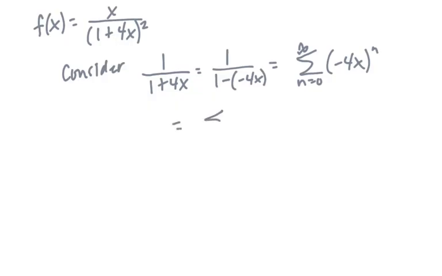So that would give us the series from n equals 0 to infinity, negative 1 to the n, 4 to the n. Let's keep it as negative 4. So negative 4 to the nth power, x to the nth power. So we know that 1 over 1 plus 4x equals everything on the right.